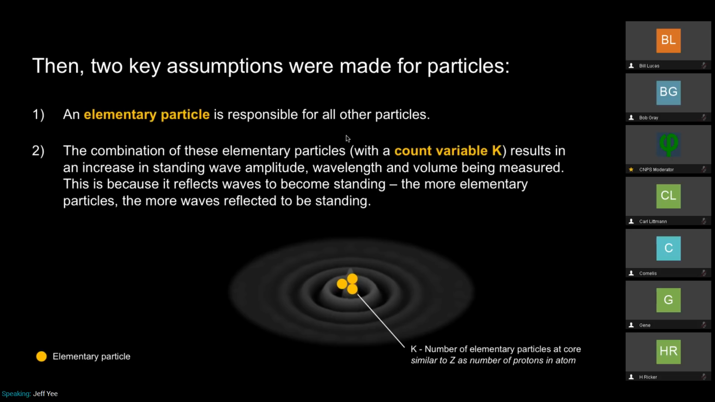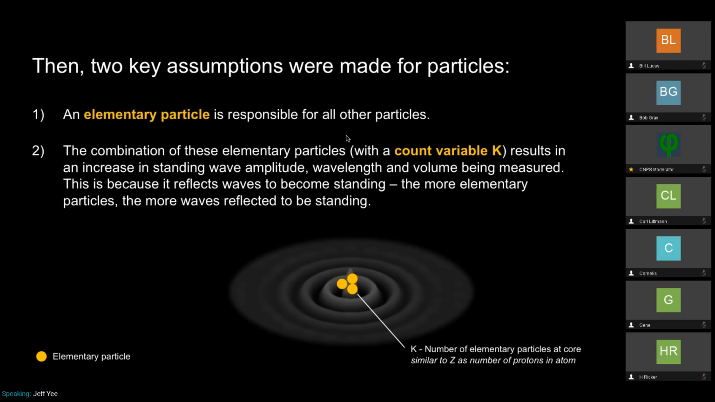And then I made two key assumptions before I get to the result of my work. The first is that an elementary particle is responsible for all other particles, right? And I took that from the model of the atom, similar to the proton. One proton is hydrogen, six is carbon, etc. And in atomic elements, the proton count is given the letter Z. So I just found a letter that wasn't being used as often in physics and called it K. So in this model, K is a particle count equivalent to Z, which is the atomic number, or the number of protons in an atom.